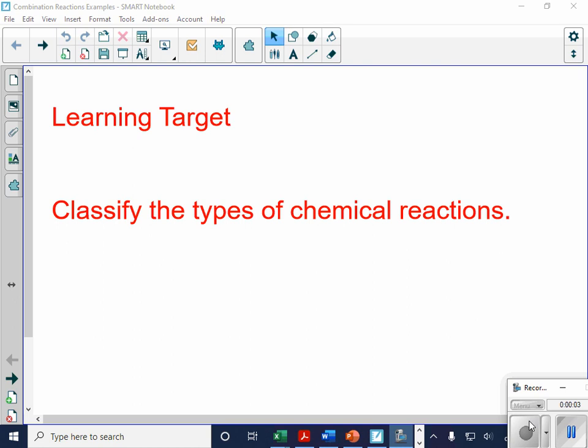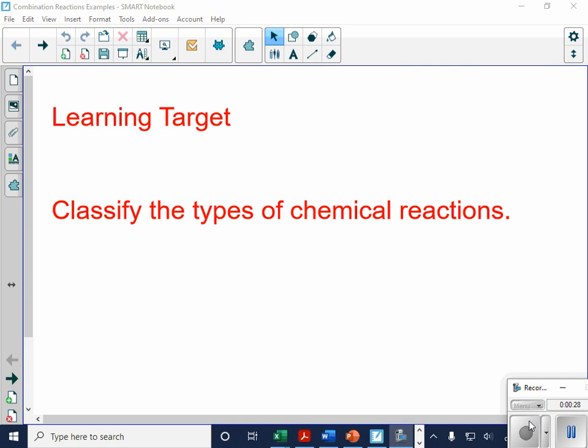Our learning target today is to classify the types of chemical reactions. I told you we're going to be dealing with 5 different types. You can see on that paper I just handed out to you. They are called combination, decomposition, single replacement, double replacement, and combustion.